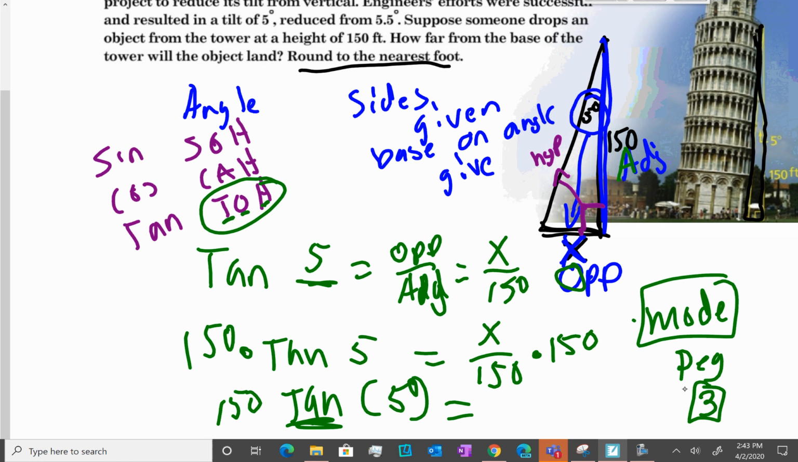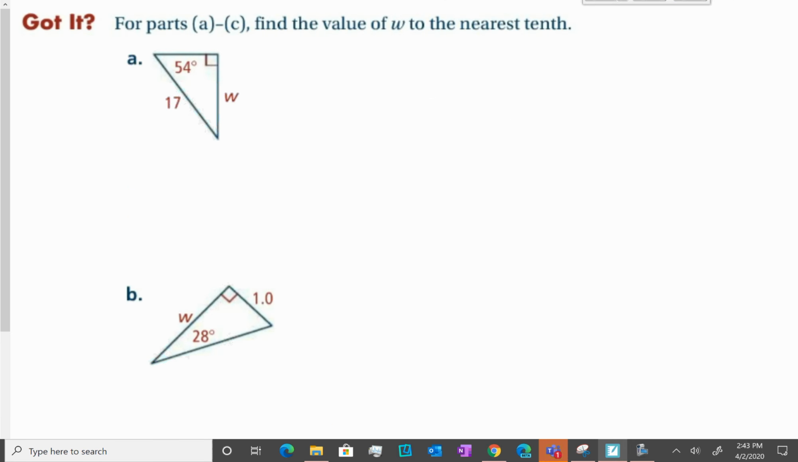Okay, and so once it's in degrees, then I can go ahead and hit 150. I can hit that TAN button for tangent. It brings up a parenthesis. I push 5, and I close that parenthesis, and then I push enter, and it gives me 13.1. And so that's telling me that I'm going to be 13.1 away, and it says to the nearest, so that's 13 feet away. So that's how far I'm away from the base. Okay, so that's problem number 2.